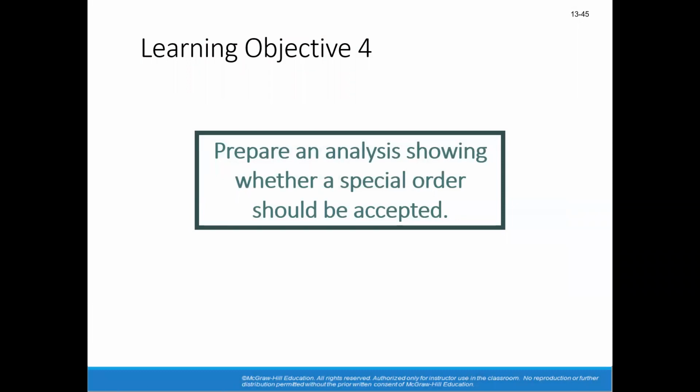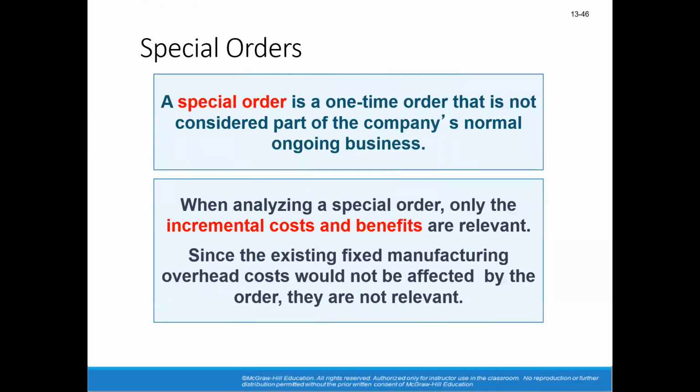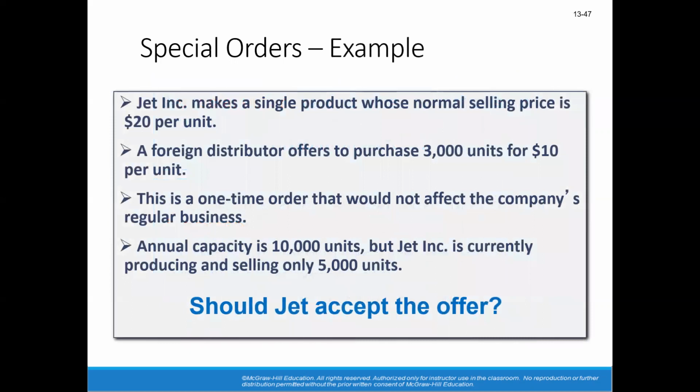Prepare an analysis showing whether a special order should be accepted. Special orders are one-time orders that aren't considered part of the company's normal business. When analyzing a special order, only the incremental costs and benefits are relevant. Since the existing fixed manufacturing overhead costs would not be affected by the order, they are not relevant.